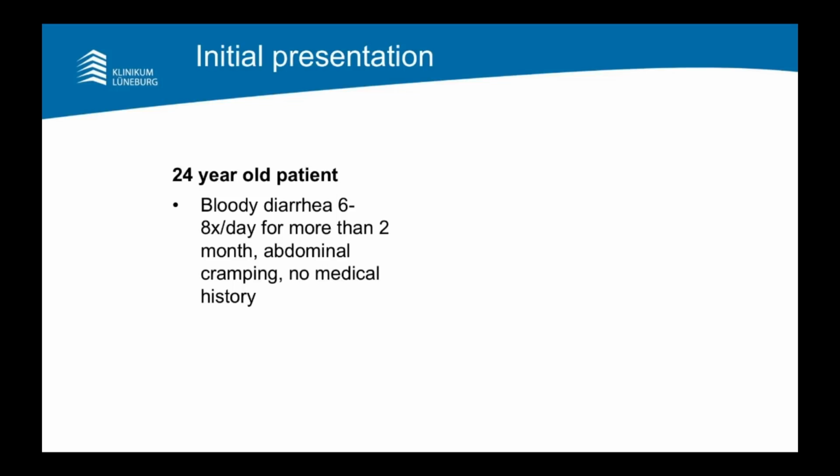Let me start with an example. 24-year-old patient. She has bloody diarrhea 6 to 8 times per day for more than 2 months, abdominal cramping, no medical history. So if that patient presents to the emergency room or to your outpatient clinic, the question is, what are you going to do next? A patient with more than 2 months of diarrhea certainly probably needs endoscopic examination, but there's not a spot available right away. So the question is, can you predict, or can you at least get an idea of the amount and the degree of inflammation? So the easiest thing, actually, if you have an ultrasound machine available, is performing an intestinal ultrasound.